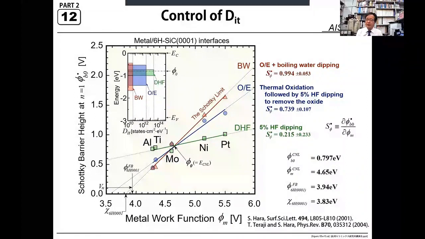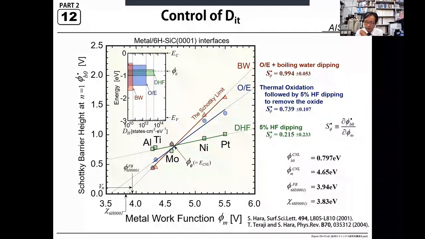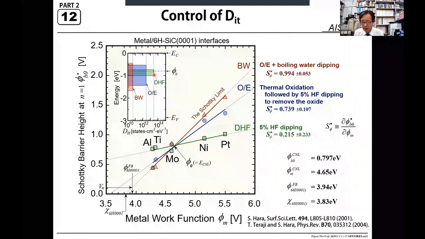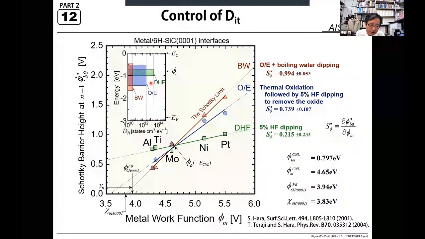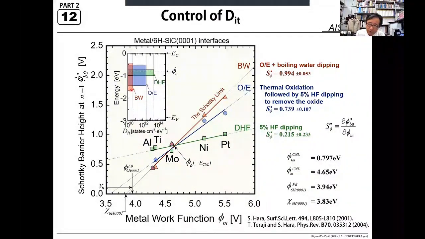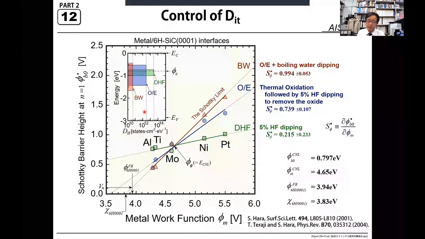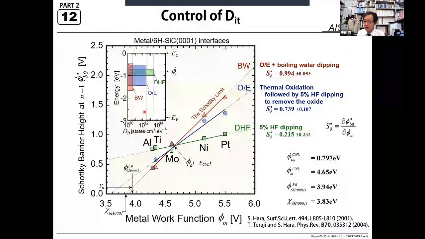So this is an example of controlling a DIT. This is my work, and this is my work. I can change the DITs like this by using a diluted HF. There are many, only for cleaning of the silicon surface, silicon carbide surface, there are many density of interface states. But if you etch the silicon carbide surface to make a cleaner surface, the density of DIT is reduced by 1 order of magnitude. And we invented a new technology, boiling water cleaning, for silicon carbide before. So by using boiling water, the density of interface states goes down to 10 to the 10th, a very ideal one. So we can change the DIT by engineering.